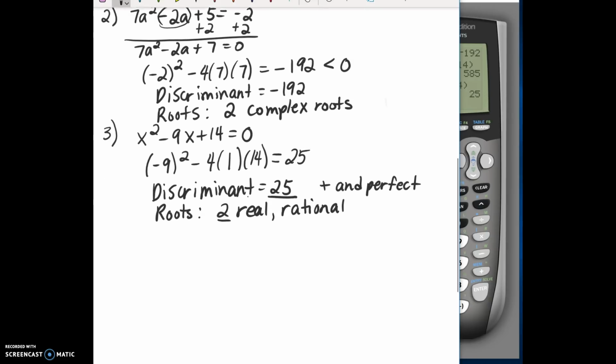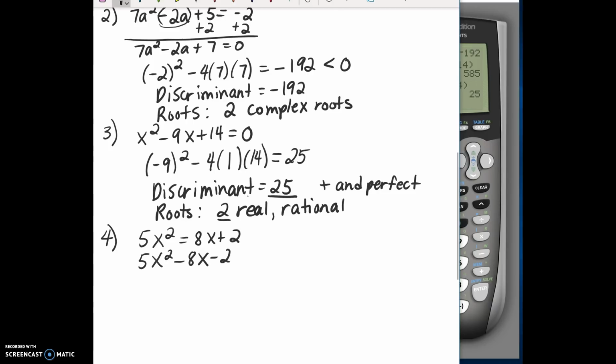And I just want to look at one more example, and this is the scenario we haven't seen yet. So 5x squared equals 8x plus 2. I'm going to subtract the 8x and subtract the 2. So I get 5x squared minus 8x minus 2 equals 0.